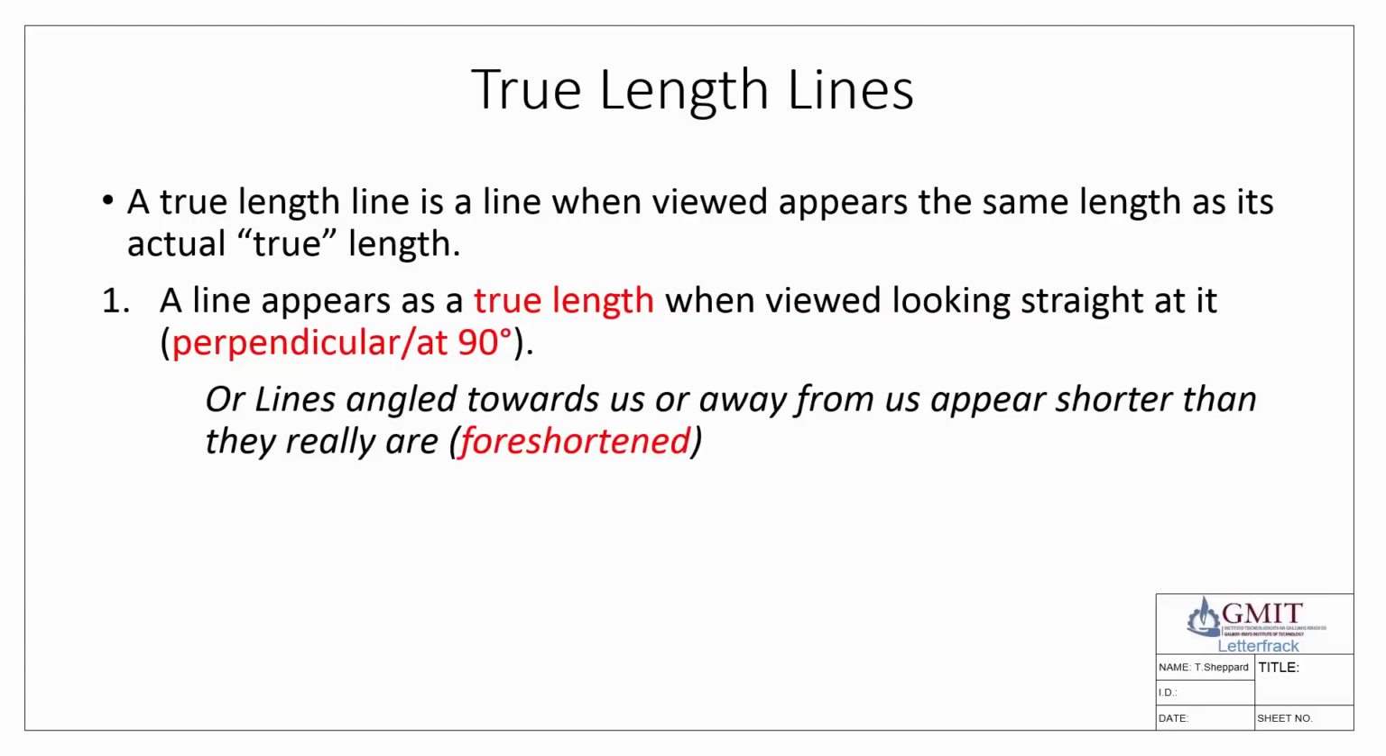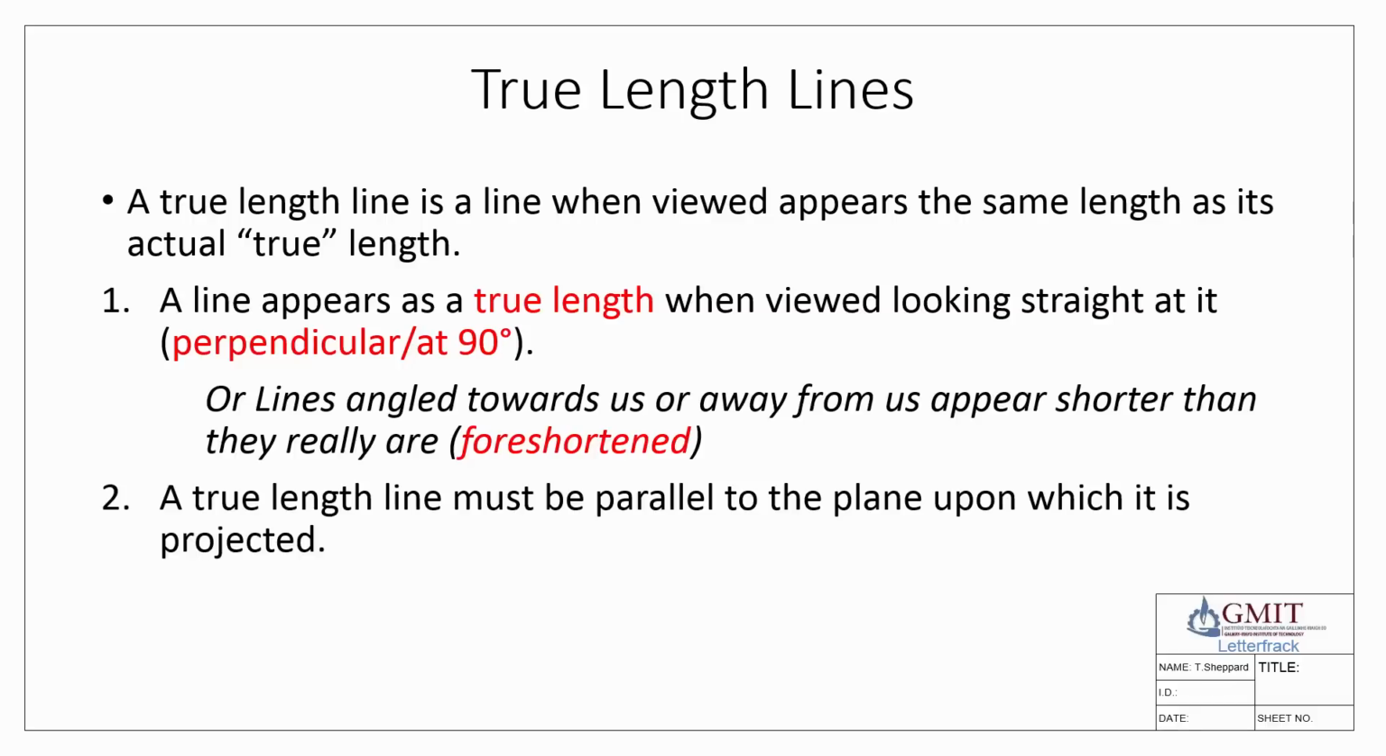The opposite can be considered as well: if we look at a line that's angled towards us or away from us, then it will appear shorter than what it actually is, and this is known as being foreshortened. So if you look perpendicular to the line, you see it as a true length. If the line isn't perpendicular, if it's angled towards us or away from us, then we won't see it as a true length, it will appear foreshortened.